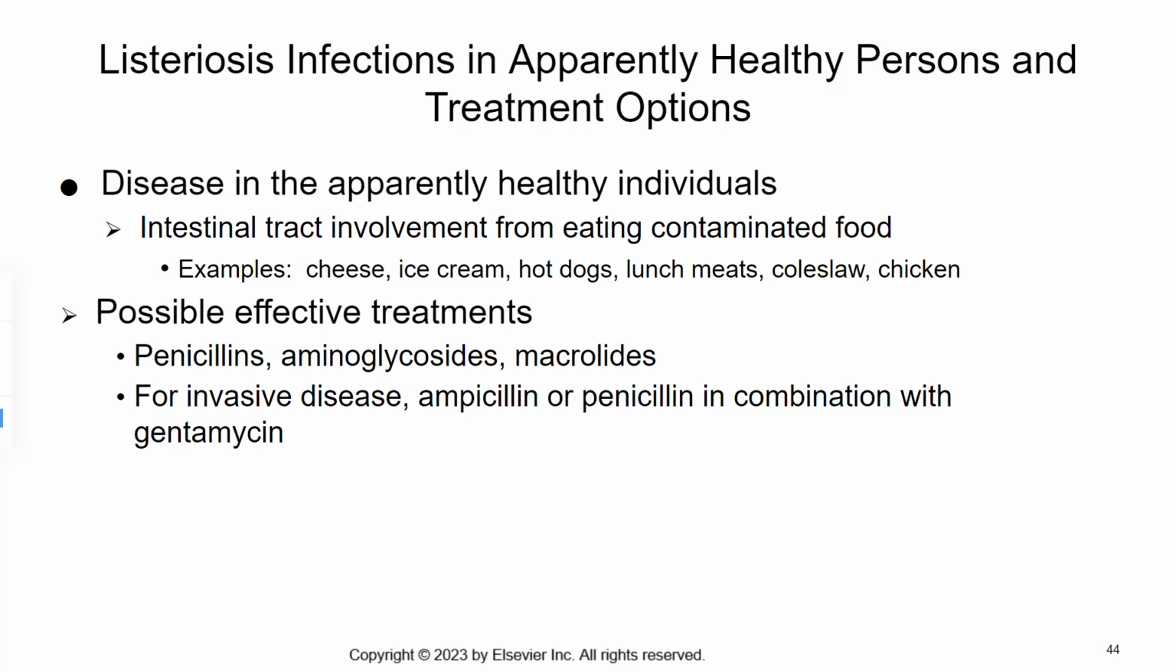Listeriosis infections in apparently healthy people and their treatment options. So disease in apparently healthy individuals is commonly intestinal tract involvement from eating contaminated food. Examples include cheese, ice cream, hot dogs, lunch meats, coleslaw, chicken. There's a huge listeria outbreak recently in the United States over cantaloupe.